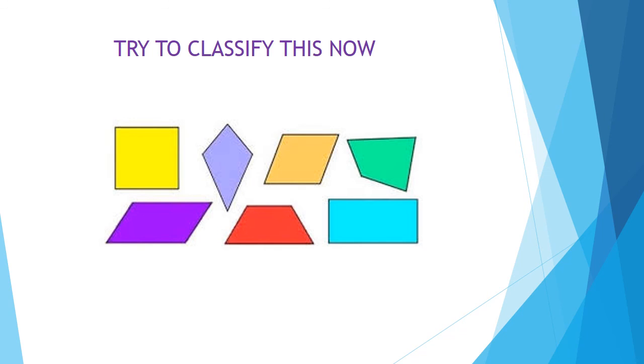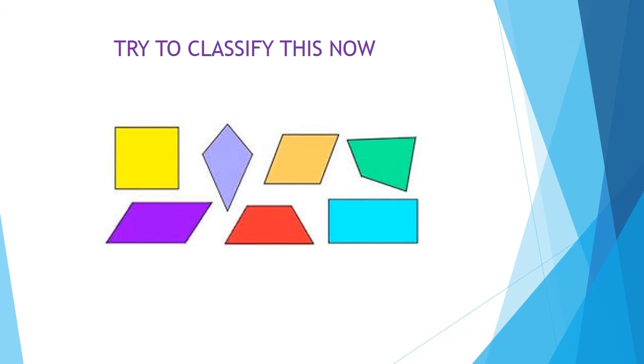So let's try to classify this now. So the yellow one, what is it? So that is a square. Then the blue, so that will be what? A kite, just like what we said. Then the following one, the third one, what is it, cream? So that's going to be a parallelogram.